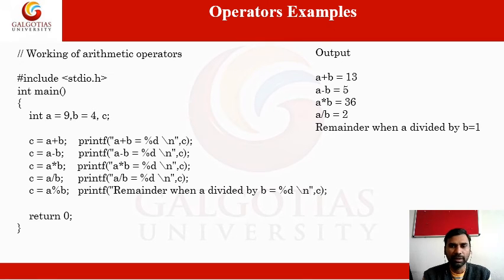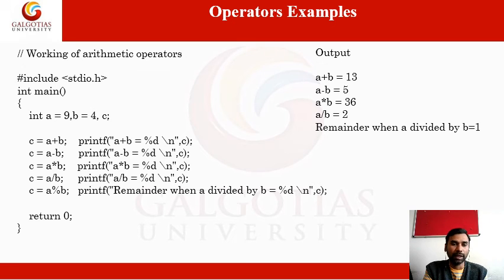And 9 into 4 is 36. That's the multiplication. Division, 9 by 4. So what happened? In this case, division returns only the quotient part, not the remainder part. Which is 9 by 4. What will the answer be? 2, because it's integer. Suppose floating point, it gives fractional numbers, but here no fractions.